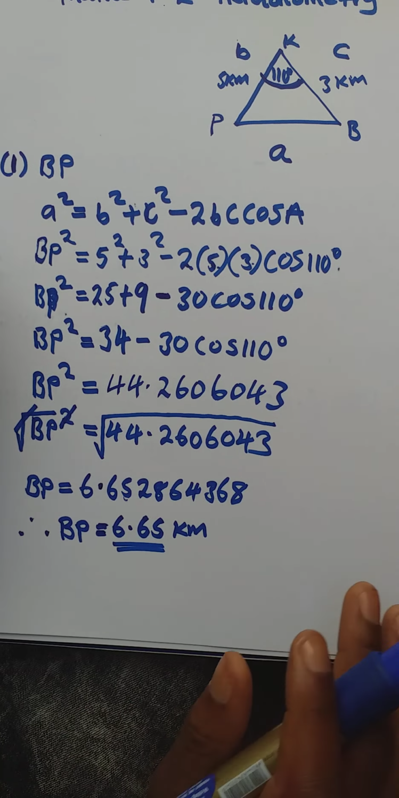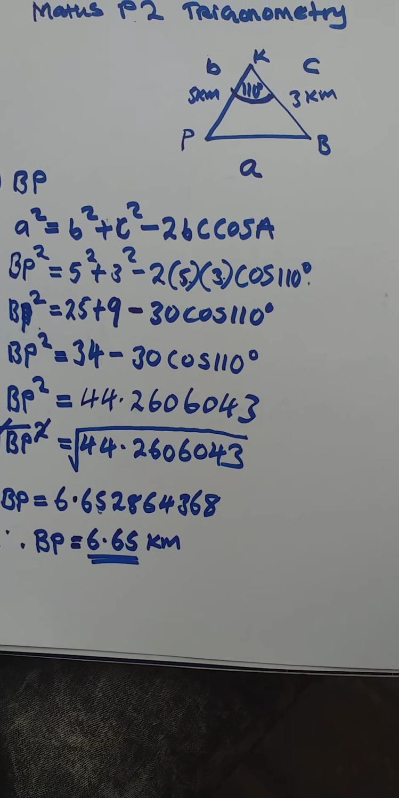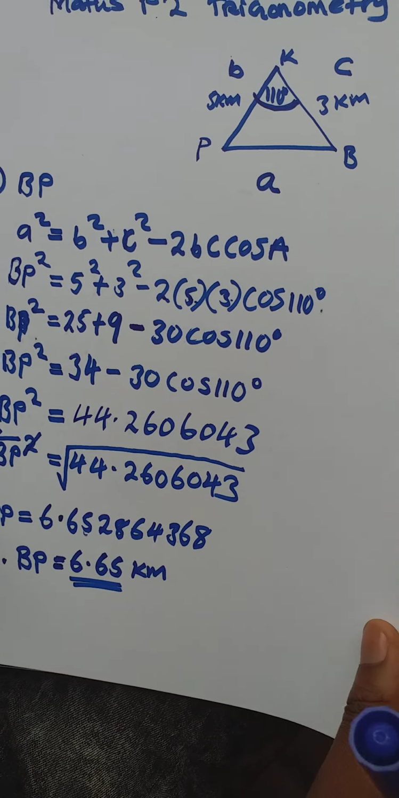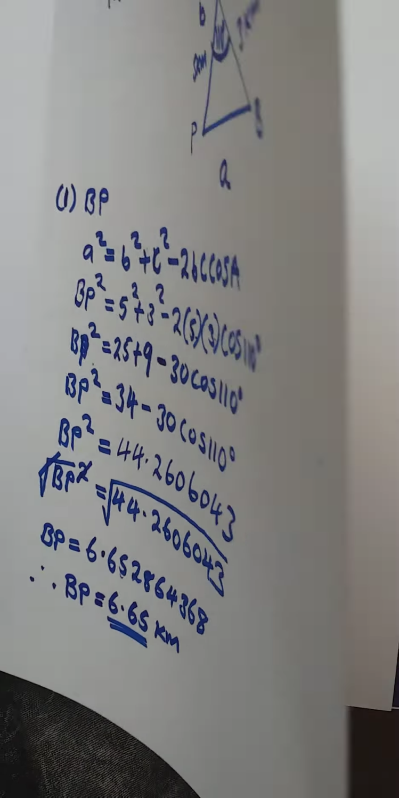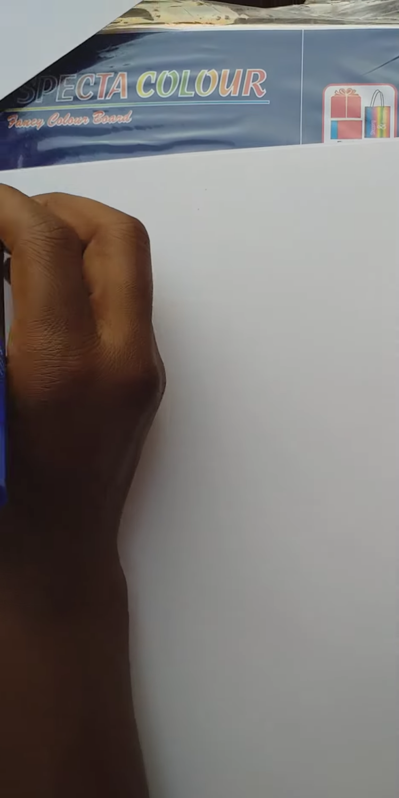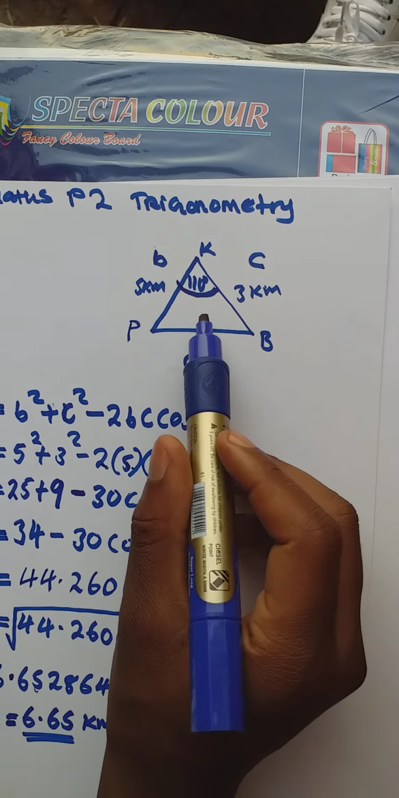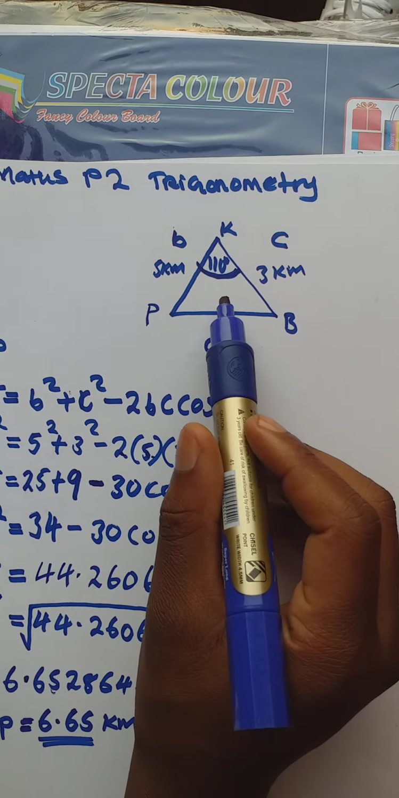So that was the solution for part A. Then for part B, which is part 2, the question is asking about us calculating the area of the triangle. So this same triangle that we have, what is its area?